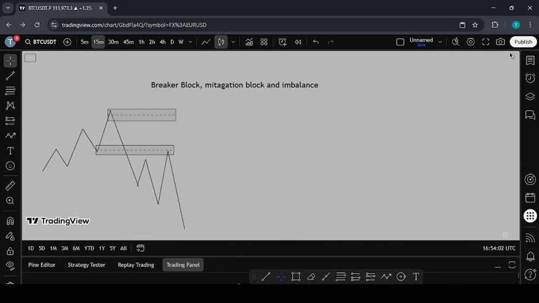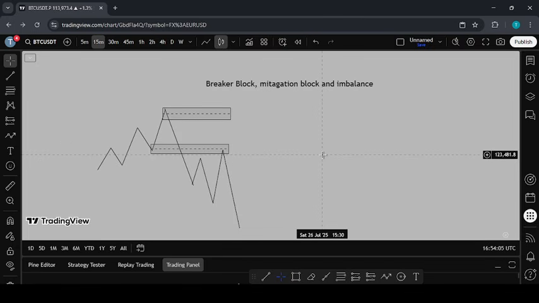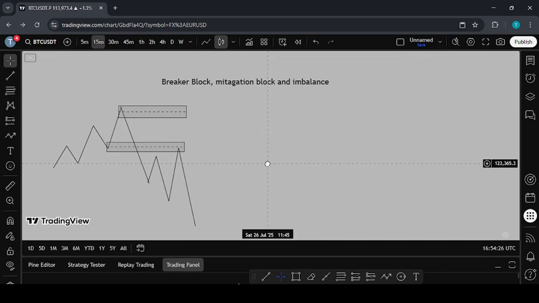Now what is a mitigation block? We say a breaker block is another block that failed, right? It's another block that failed. But what about the mitigation block? A mitigation block does not even create a break of structure, for example. It's a block that mitigates, and is always available for continuation. Now you can see a breaker block is used for reversal. The market was bullish and all of a sudden the market turned bearish.